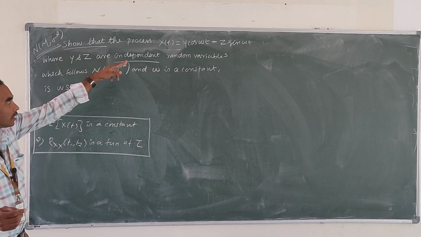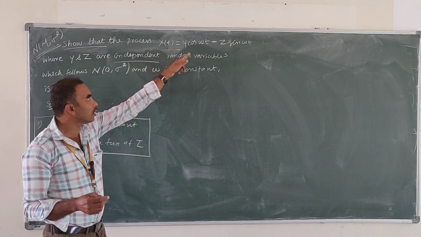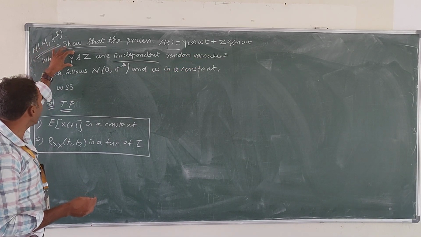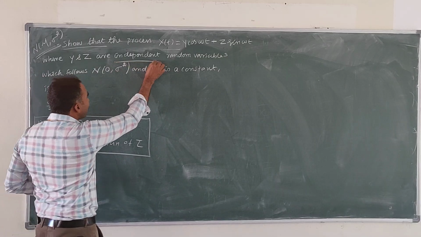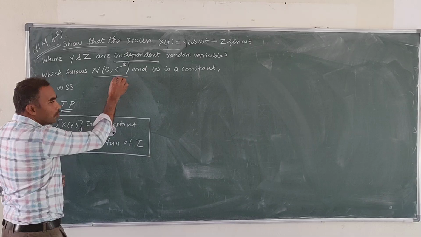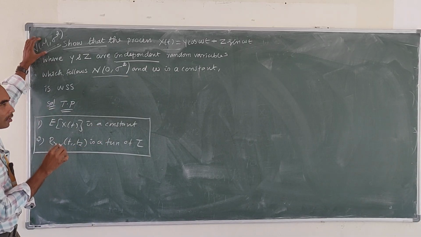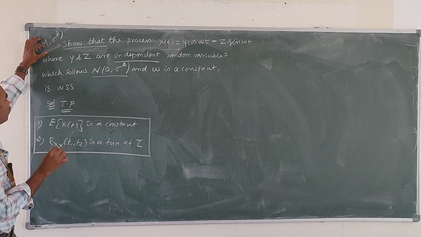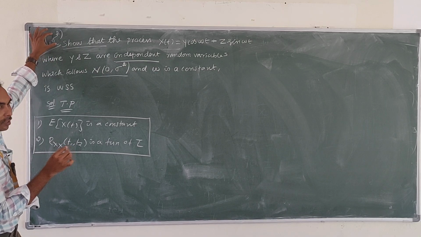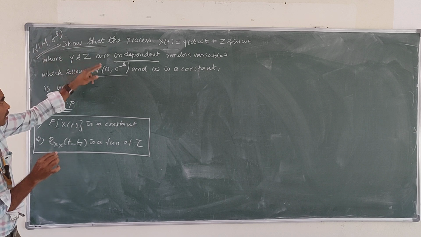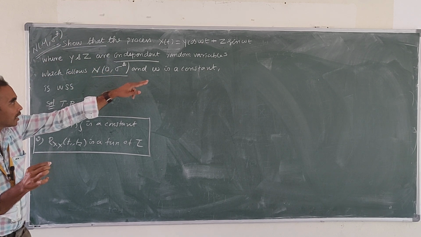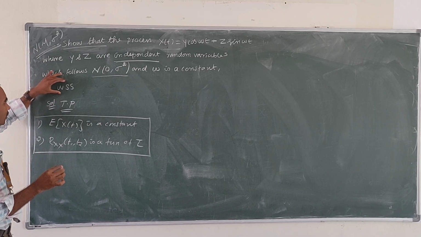So the process X(t) = Y cos ωt + Z sin ωt, where Y and Z are independent random variables. We have to note that they follow a normal distribution. The general format of a normal distribution is N(μ, σ²). μ represents the mean, σ² represents the variance. Here μ equals 0, the variance is σ², and ω is a constant. We have to prove it is a WSS process.